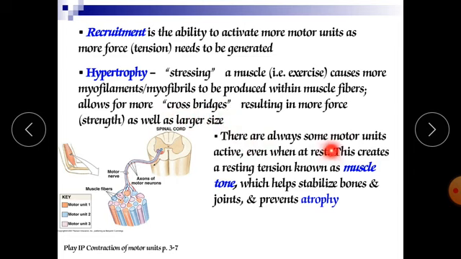There are always some motor units active even at rest. This creates a resting tension known as muscle tone, which helps stabilize bones and joints and prevent atrophy. What is atrophy? Atrophy is when the organ size decreases, when your muscle size decreases. So they are developing our muscle tone and muscle contraction.